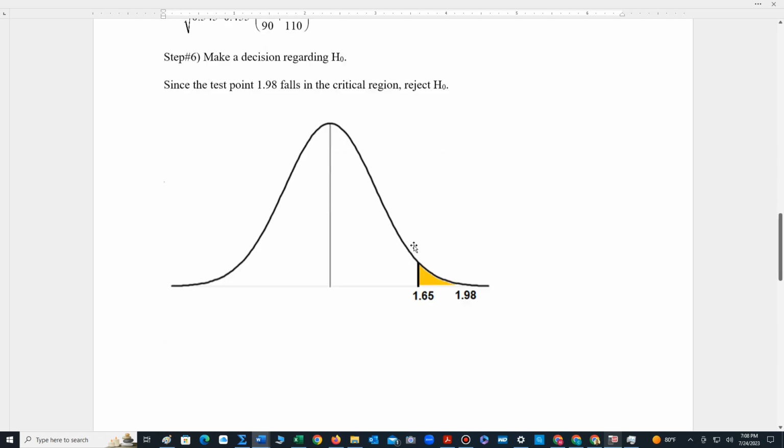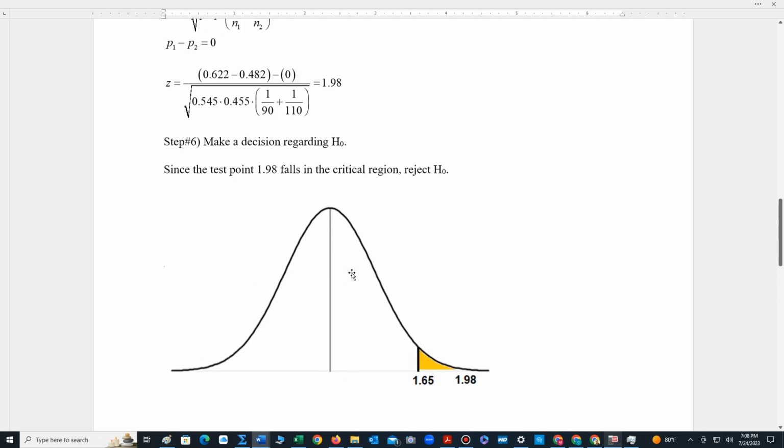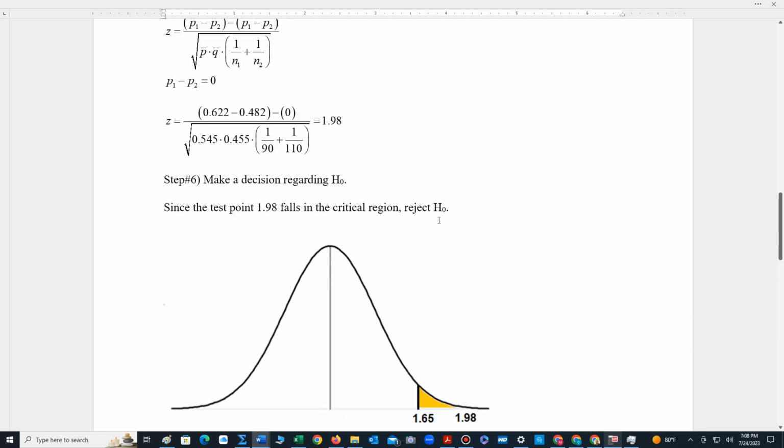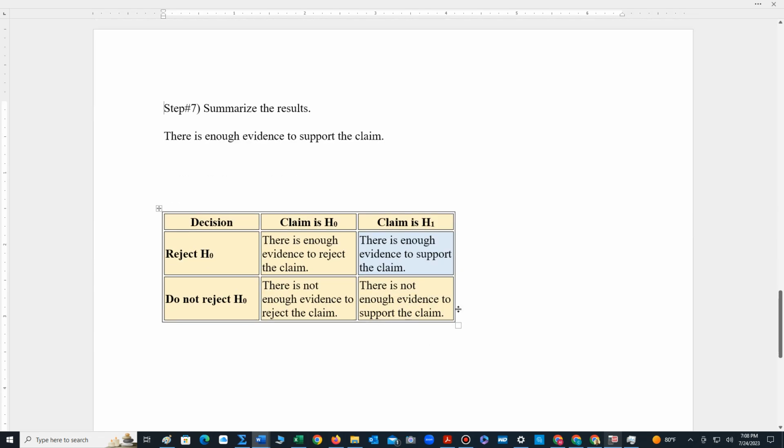We make our decision. 1.98 is to the right of the critical value, so it falls in the critical region. We reject H naught. And then we summarize. The claim is H1. We rejected H naught. So we say that there is enough evidence to support the claim. That's our summary. And thanks for watching the video.